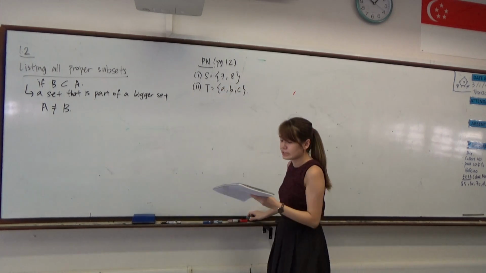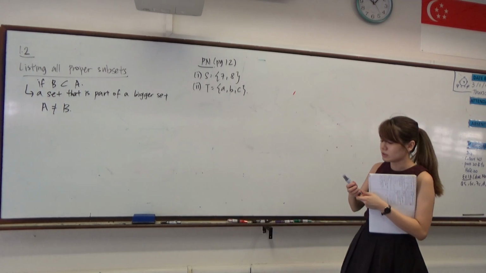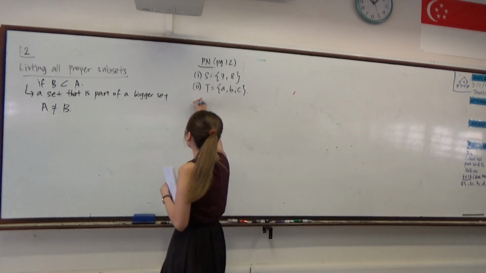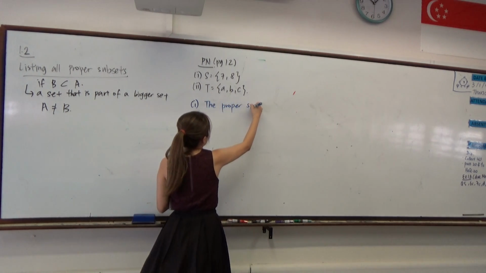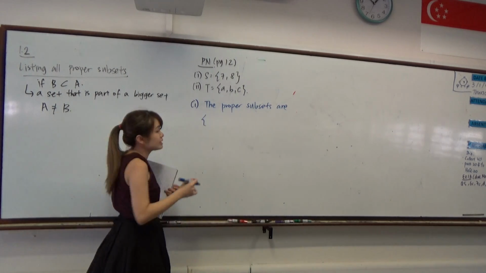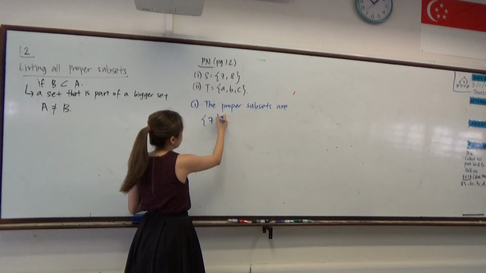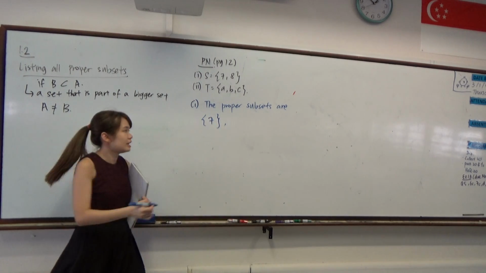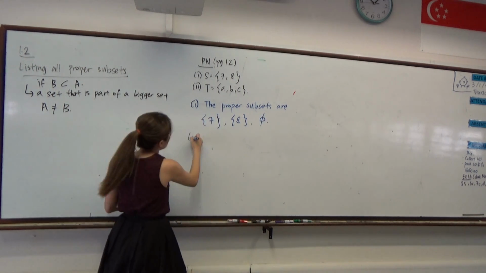Okay, let's first practice listing all the proper subsets of these two questions over here. In part 1, what would the proper subsets be? We have one set that consists of what elements? 7 only. Then 8. Anything else? An empty set. Okay, good.